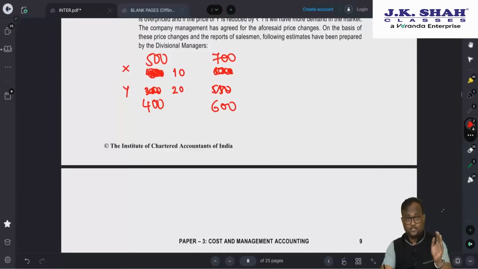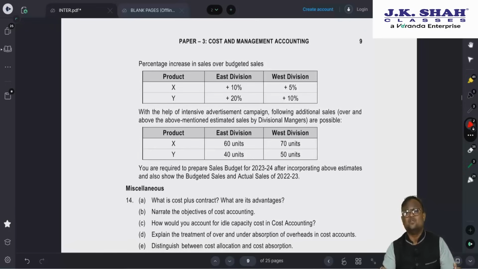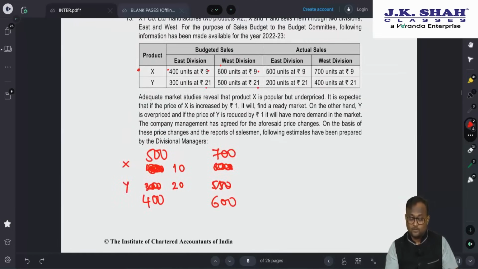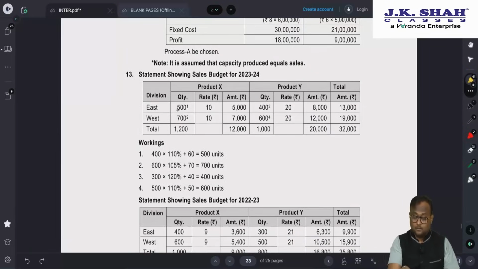So, because of change in the price, the quantity has changed, plus there is one more additional change given. We are not concerned with Y. First is basic change, second one is special change. You are supposed to prepare a budget for the next year and also show budgeted sales and actual sales of next year. Okay. So, remember this: 500, 700, 400, 600.